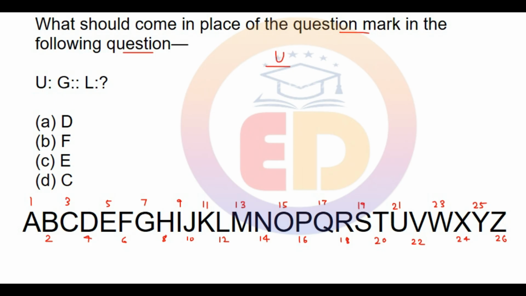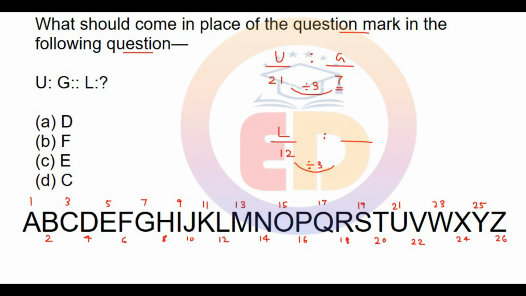U is alphabet number 21, and it is related with G. G is alphabet number 7. The relationship of U and G: U is alphabet number 21, G is alphabet number 7. 21 to 7, the relationship is divided by 3, because when you divide 21 by 3, you get 7, and the number 7 alphabet is G. Let us understand the relationship of L, which alphabet it will be related with. We know that L is alphabet number 12, and here to find out the relation of L, we have to divide 12 by 3.